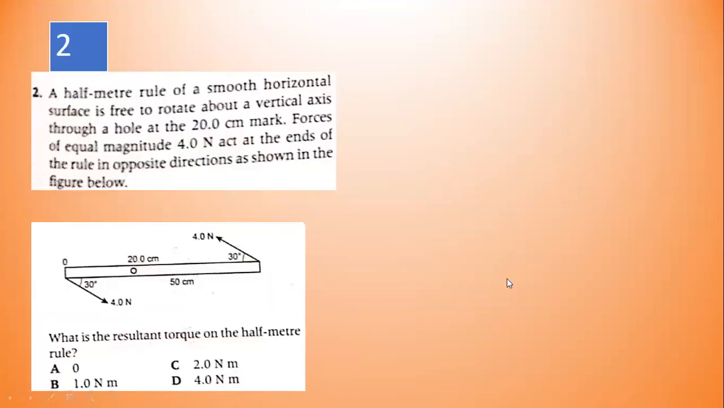Okay, let's try an example. This one, a half meter rule, 50 cm, on a smooth horizontal surface. It's free to rotate about a vertical axis through a hole. That's the hole there, at the 20 cm mark. Forces of equal magnitude, 4 Newton, act at the ends of the ruler in opposite directions as shown. What's the resultant torque?